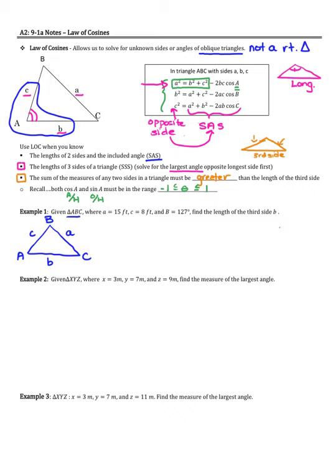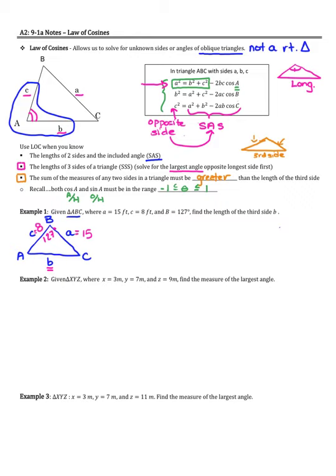And let's see what it gave us. It gave us that little a is 15 and little c is 8. And we know that angle B is 127. And we want to find the length of side b. So we're not solving for the whole triangle like you will be asked to later on. When it says solve the triangle, that means find all the lengths, all the angle measures. We're just finding one particular item.